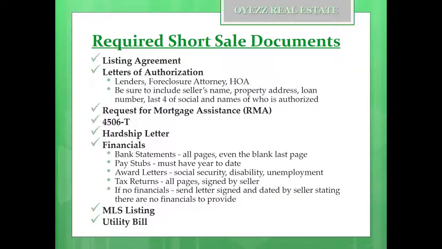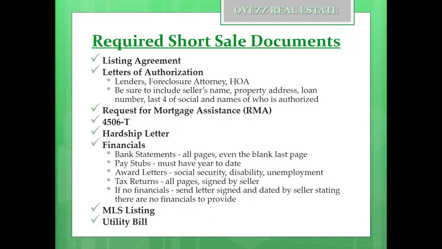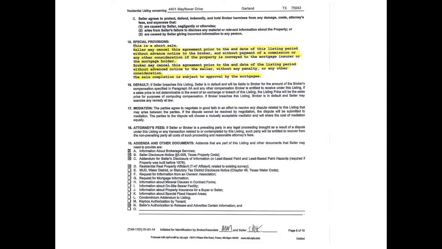You also need the MLS listing. Your agent can provide that for you. And then you're going to need a utility bill. The utility bill confirms that they are living in the property. This helps with getting the seller the relocation money. So these are the forms kind of in a nutshell. Let's dig into it and see what exactly the forms look like. The first one was the listing agreement. The one that I have here for Texas is 9 pages.